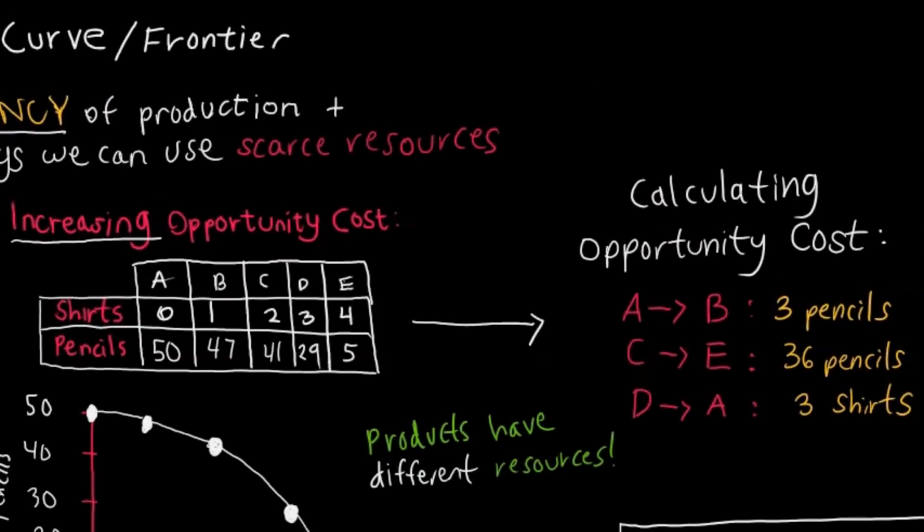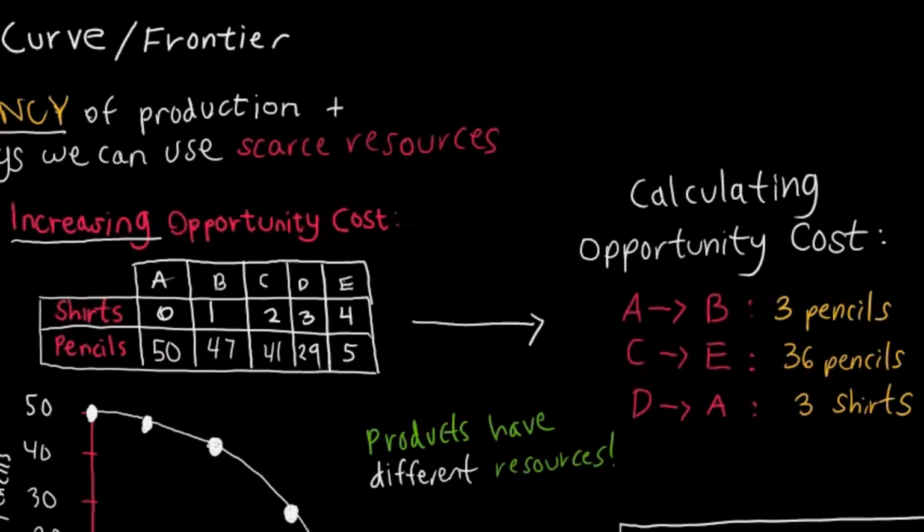So how exactly do you calculate opportunity cost? Well, it's pretty simple, right? Using the chart on the left as an example, if we go from A to B, we produce 1 extra shirt. What do we lose? Well, we go from 50 to 47 pencils, so we give up 3 pencils. Going from C to E, same idea. We gain 2 shirts, from 2 to 4, but we go from 41 all the way down to 5 pencils. So we lose 36 pencils.